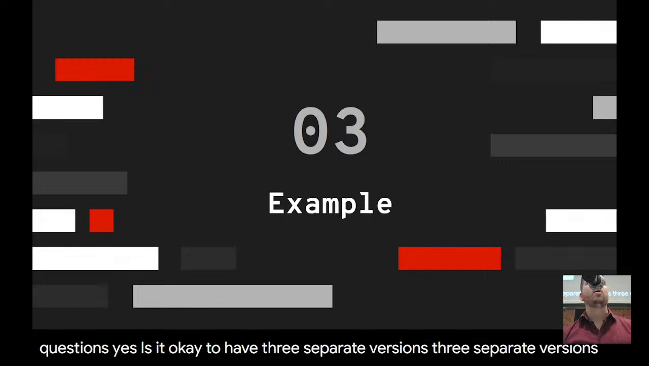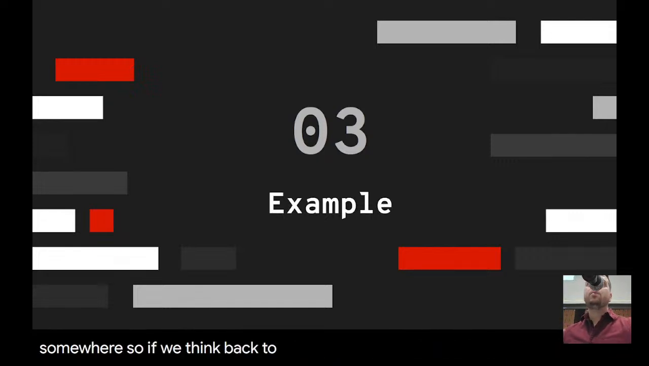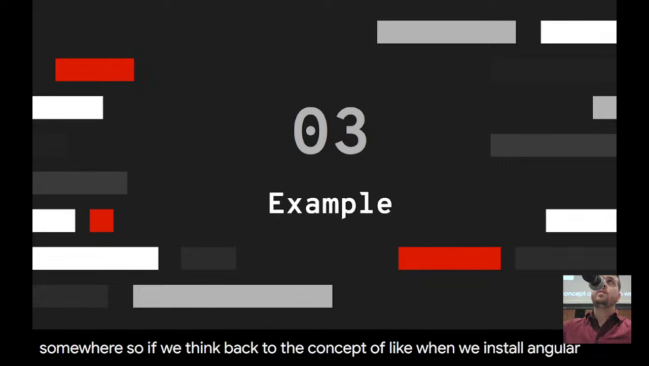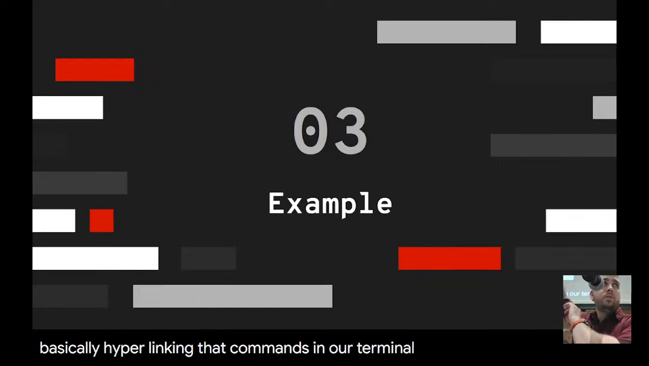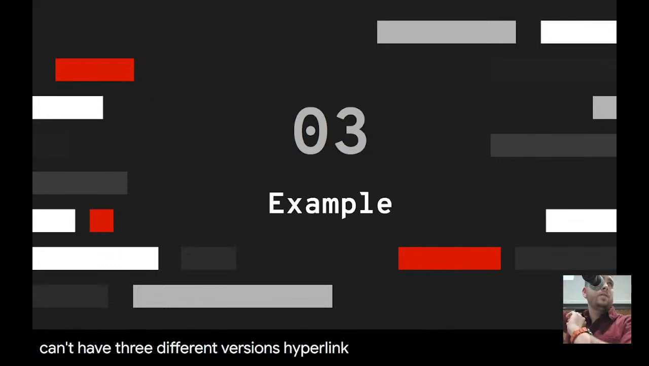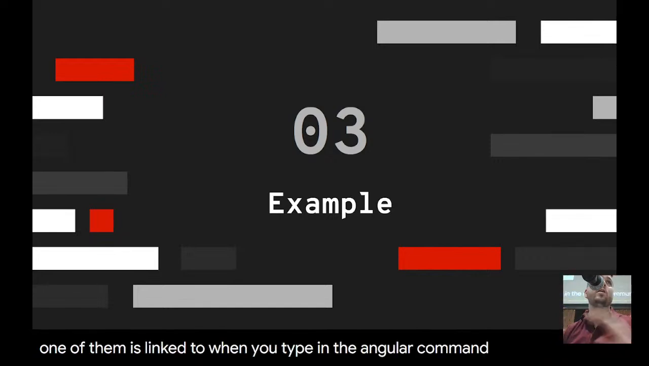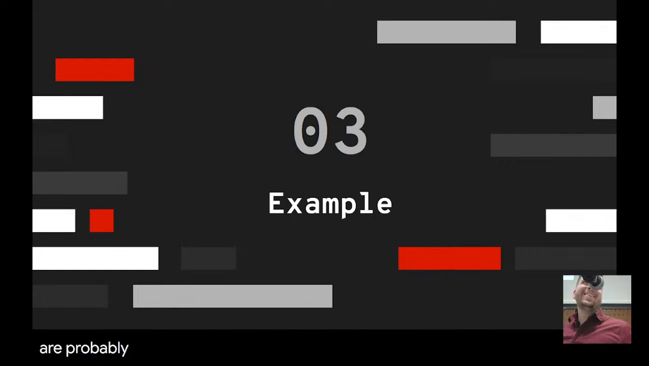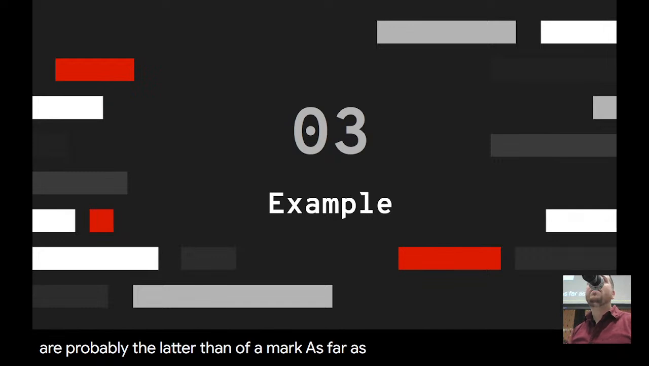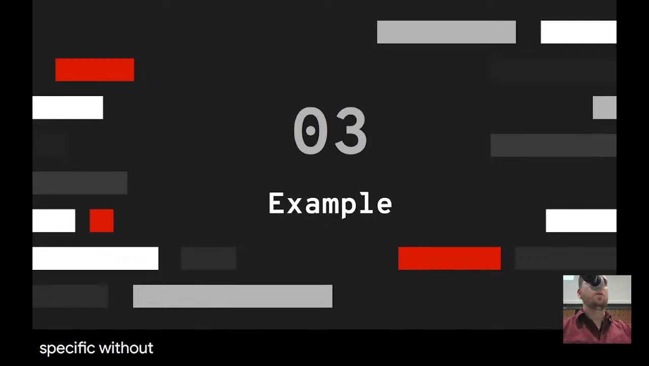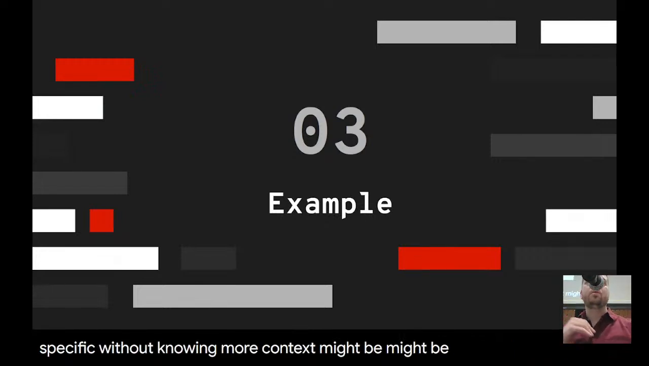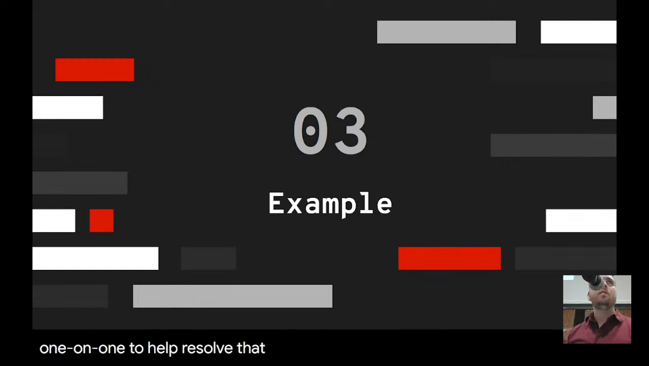3 separate versions somewhere. So if we think back to the concept of when we install Angular, it's basically hyperlinking that command in our terminal to the install files. It can't have 3 different versions hyperlinked at the same time. It's either one of them is linked when you type in the Angular command, or none of them are. Probably the latter, none of them are. As far as tips beyond that on how to fix it, I can't really say anything specific without knowing more context. Which we might be able to do something one-on-one to help resolve that. Cool. Awesome. Other questions?